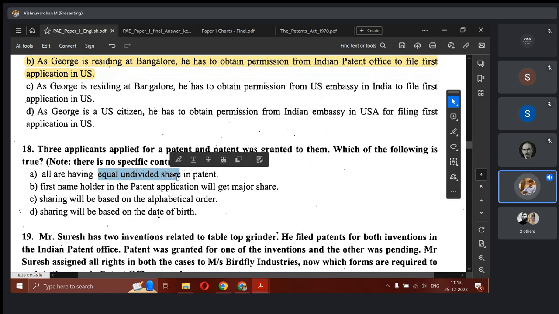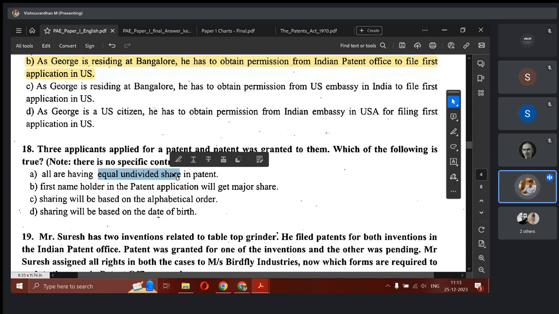An equal undivided share means this is something very important for you to understand. If your patent application has 10 claims, and 4 of us are the applicants, it doesn't mean that the first 2 claims belong to me, next 2 claims belong to Kaushik, next 2 belong to Saptarshi. No. All of us have control over all the claims of the patent. But all of us have an undivided share.